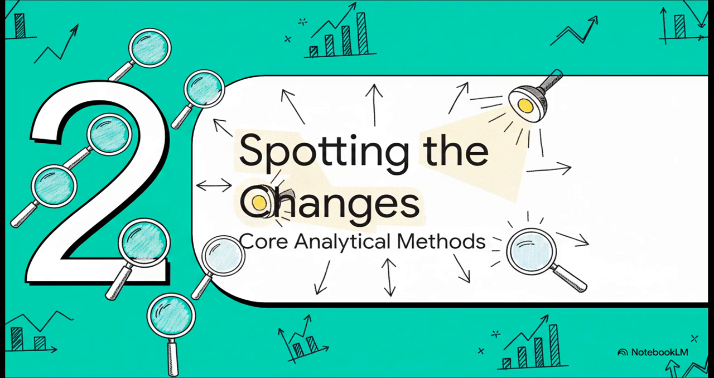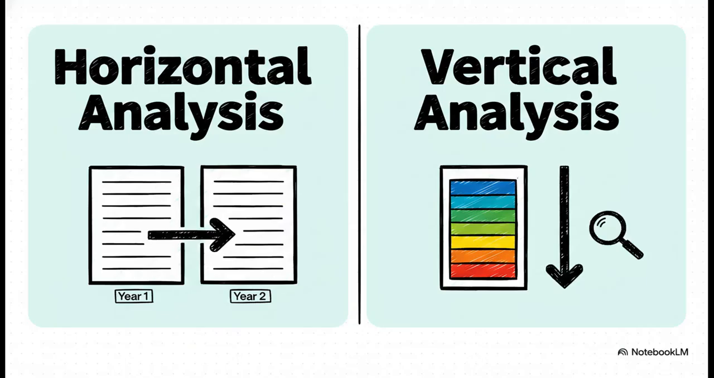All right, so we've got our data. Now what? How do we actually start to find the story in all those numbers? Well, we use a few core methods to shine a big spotlight on what's actually changed from one period to the next. The two big ones you have to know are horizontal and vertical analysis. Think of horizontal analysis like laying two income statements, year one and year two, side by side. You're literally looking horizontally across the rows, comparing this year's revenue to last year's revenue. It answers the simple question, what changed?